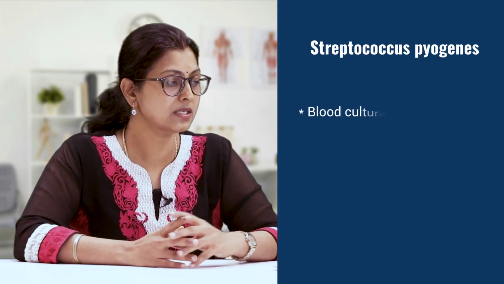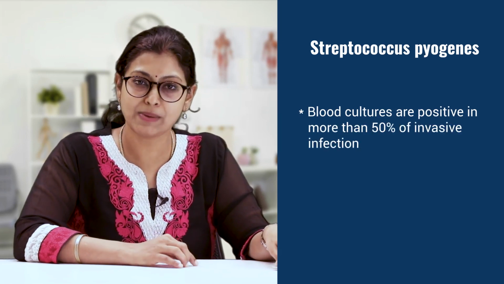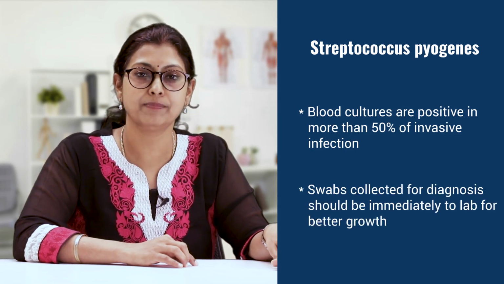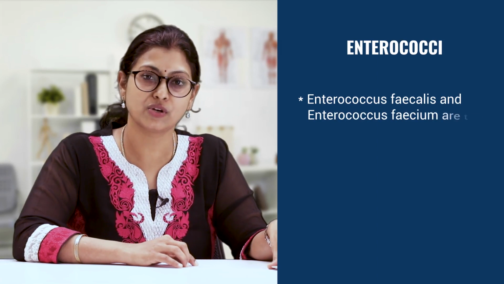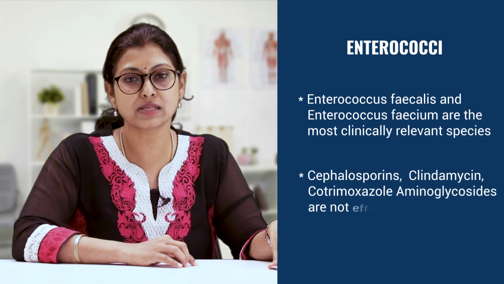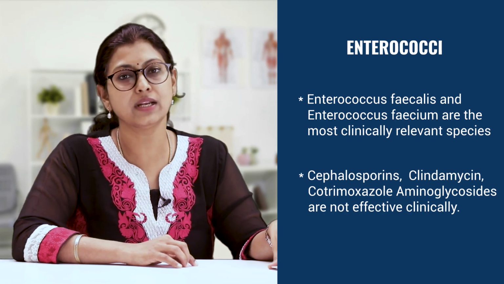For Streptococcus pyogenes, the blood cultures are positive in more than 50% of invasive infections. Whenever you suspect Streptococcus pyogenes, samples like swabs are collected. They have to reach the lab within 15 to 30 minutes. The reason is that it is such a fragile organism with nutritional deficits that if it doesn't reach the lab on time, it may not grow on the culture plate. Enterococcus faecalis and faecium are the most prevalent group of organisms. Their important clinical significance is that cephalosporins, cotrimoxazole, clindamycin, and low level concentrations of aminoglycosides are not clinically effective for treatment.